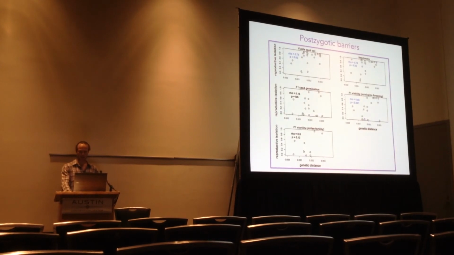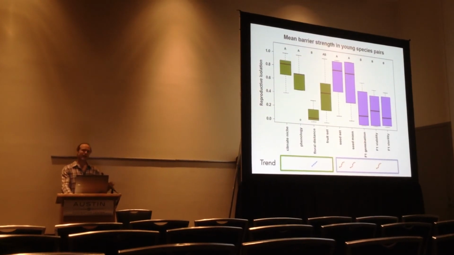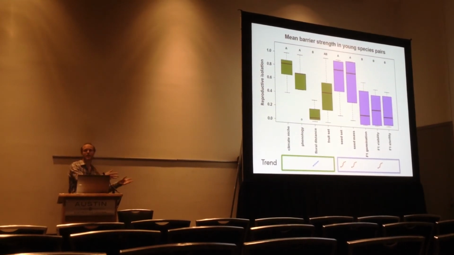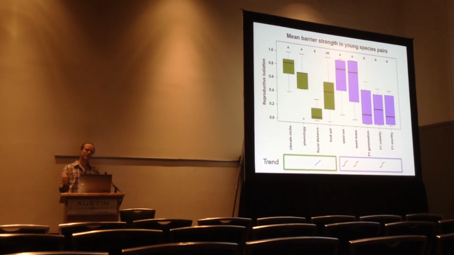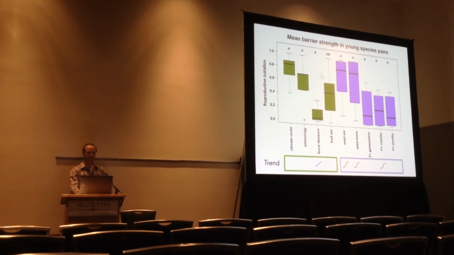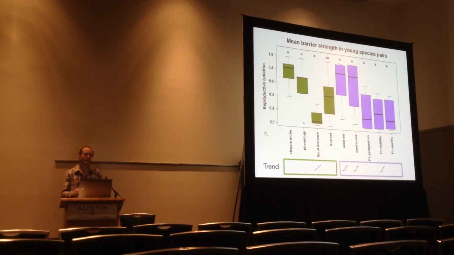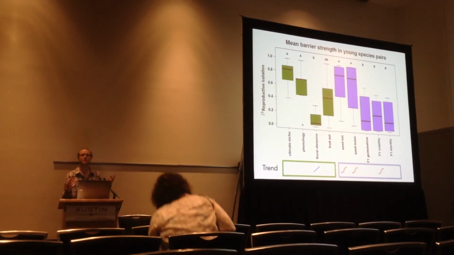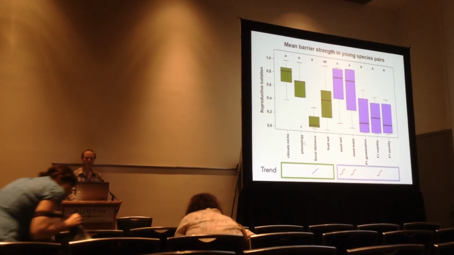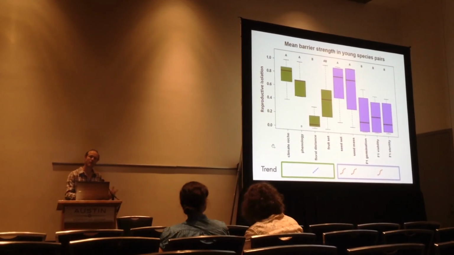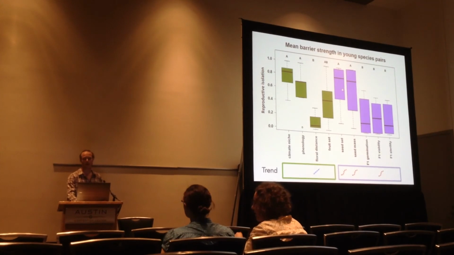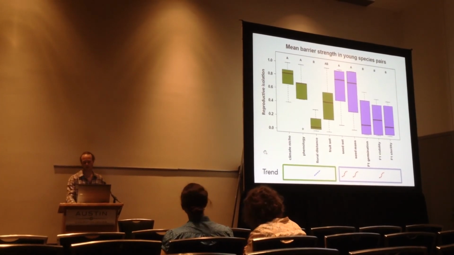Okay, one last minute. Then I essentially want to compare the strength of prezygotic barriers versus postzygotic barriers. And the take-home point here, since I'm running out of time, is that while these prezygotic barriers may not evolve predictably, they can still be very strong in young species pairs. So these early acting barriers are equally as strong as these intrinsic barriers.